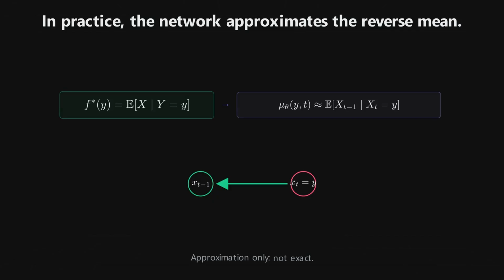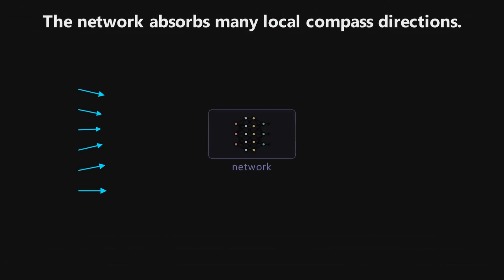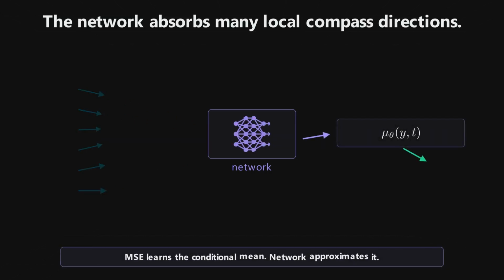This is very important. We are not saying the neural network becomes perfect. In practice, it learns an approximation. The score compass is estimated, not magically downloaded from the universe. But this approximation is enough. Instead of computing the impossible probability density directly, the network learns how to denoise. And by learning to denoise, it learns the direction back toward structure. So the compass gets absorbed into the neural network.